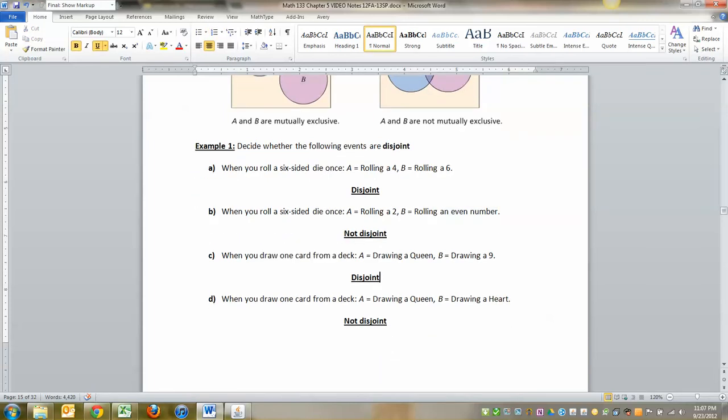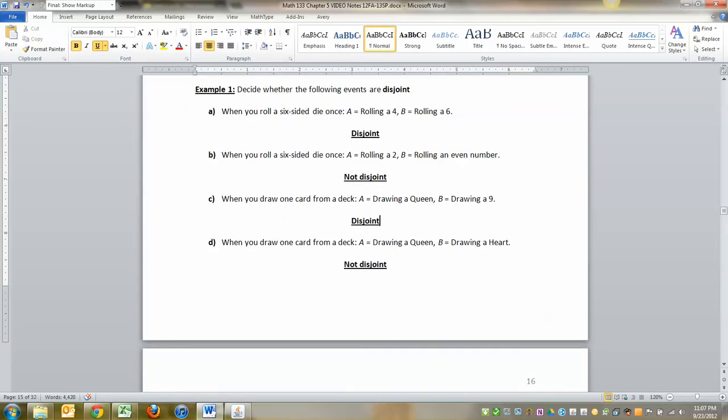Okay. So what about decks of cards? So you're going to draw a single card. Event A is you drew a queen. Event B is you drew a 9. Well, your card is either one or the other. You can't be both, right? So that's disjoint, AKA mutually exclusive.